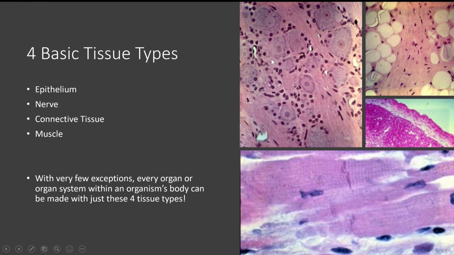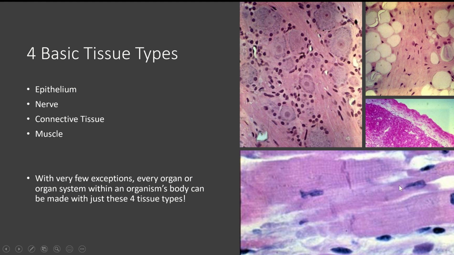Nerve, so this is going to be a picture of nerves. We've got a bunch of axons in here. We've got a bunch of neuron cell bodies in here. And then we've got connective tissue, so this is connective tissue. Fat is connective tissue, so this is kind of what glues everything together in your body so that you can't just peel your skin off and fall apart.